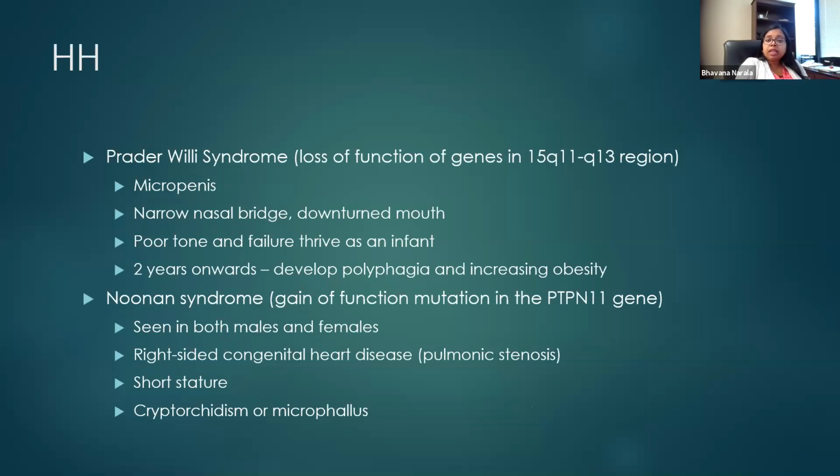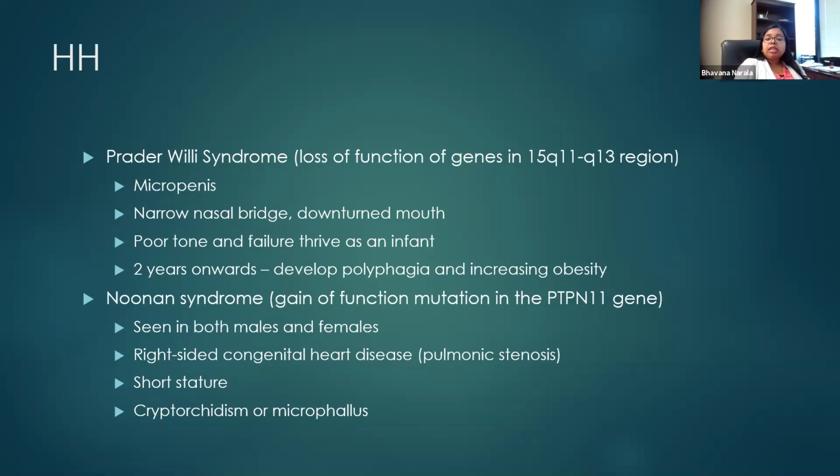And then Prader-Willi, this is loss of function of genes in the 15q11-q13 region. They can have presentation consistent with microphallus. They have a narrow nasal bridge, downturned mouth. They usually have poor tone and failure to thrive as an infant, but then 2 years onwards, these are the kids that are developing polyphagia and increasing obesity.